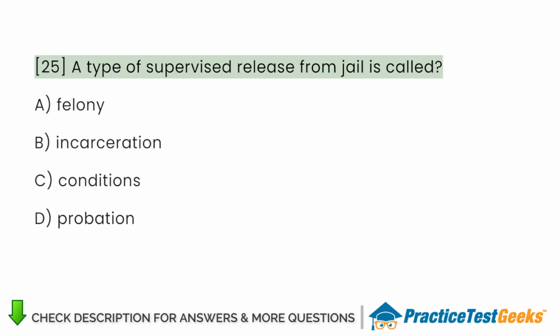A type of supervised release from jail is called: A. Felony. B. Incarceration. C. Conditions. D. Probation.